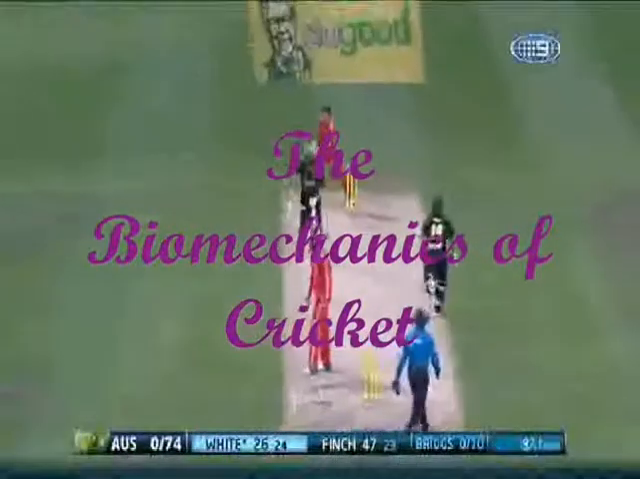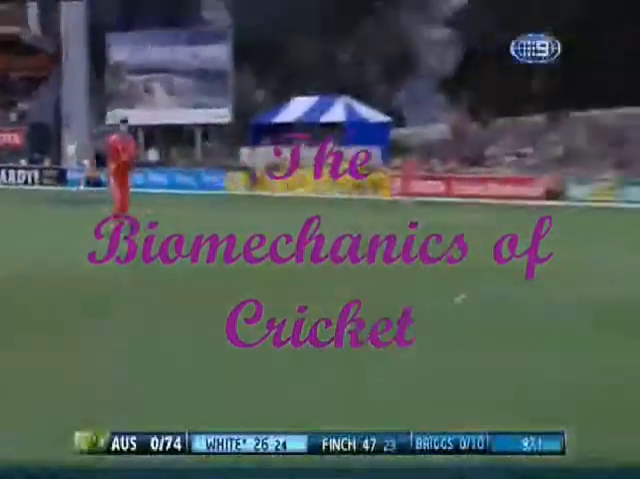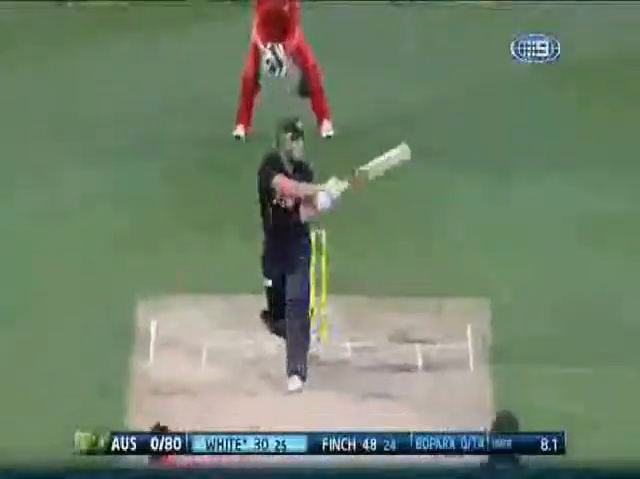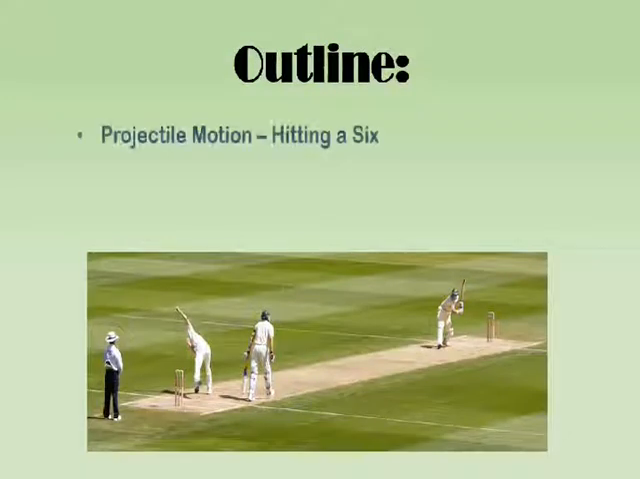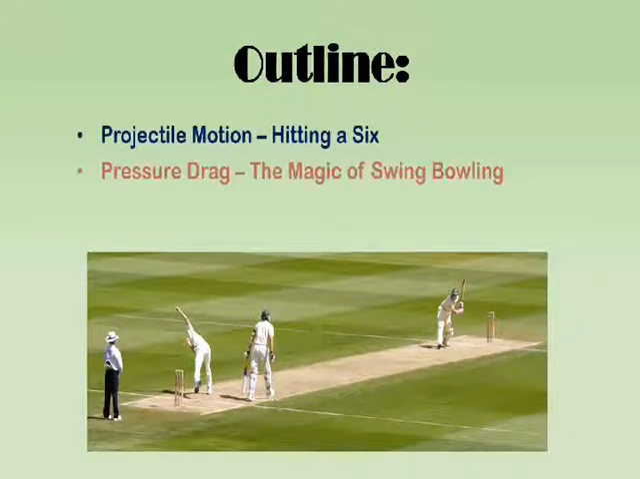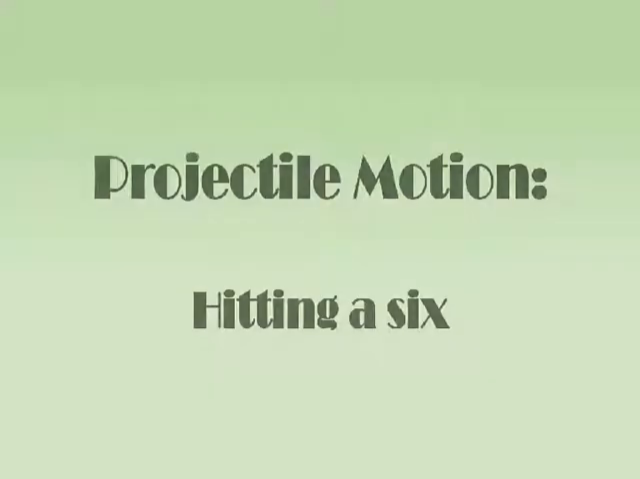For those who've never watched it, cricket is a game that can be somewhat compared with baseball, with a few changes. It's played on a large oval field, with the pitch in the centre. The batting players aim to score runs by hitting the ball and running between the ends of the pitch as many times as possible before the fielding team can return the ball. This video will outline 3 biomechanical principles related to cricket, including projectile motion, pressure drag, and impulse.